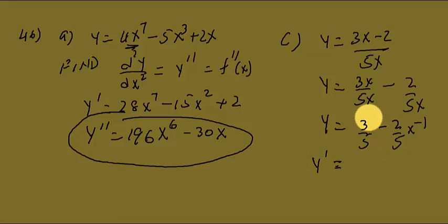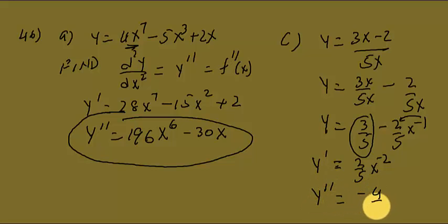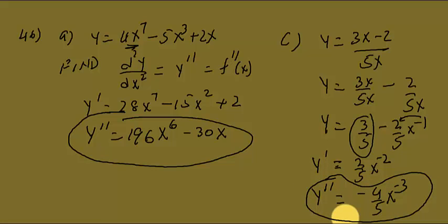The derivative of 3/5 is just 0. When I take the derivative of this, I'm going to multiply by the coefficient, so it'll be positive 2 over 5 x to the negative 2. Then I'm going to take a second derivative, which is going to give me negative 4 over 5 x to the negative 3. See how easy it is if you simplify using algebra first. When you have to take multiple derivatives, you're better off simplifying first and then finding a derivative.